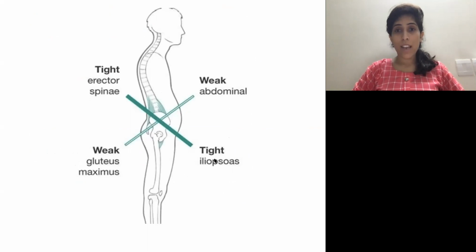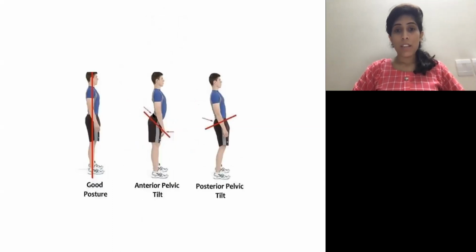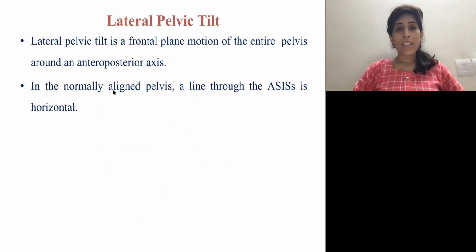After that, we saw the muscles. During the anterior pelvic tilt, your tight muscles are the hip flexors and back extensors, and your weak muscles are the abdominal muscles and gluteus maximus. Whereas during the posterior pelvic tilt, the gluteus maximus and abdominal muscles become tight, and the erector spinae and iliopsoas become weak. Okay. So this we have seen. This is the increased angle, anterior pelvic tilt, posterior pelvic tilt. Okay. So today we'll start with the lateral pelvic tilt.